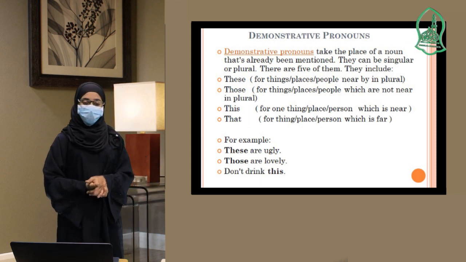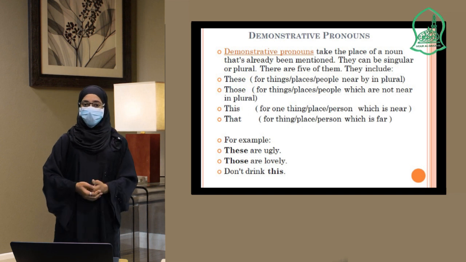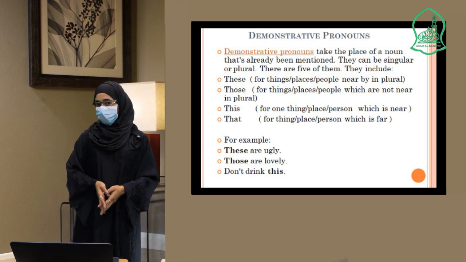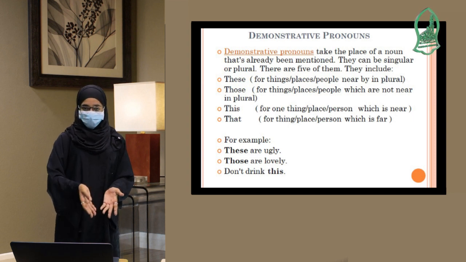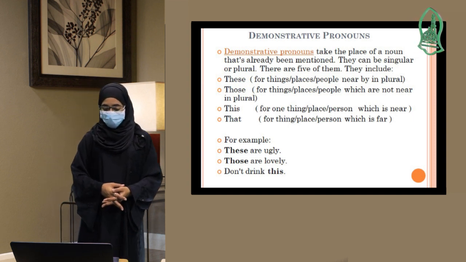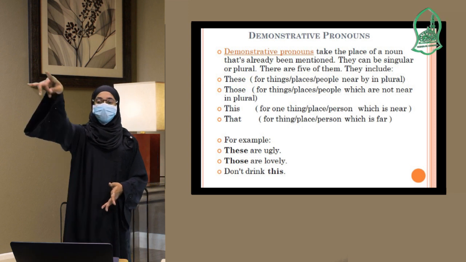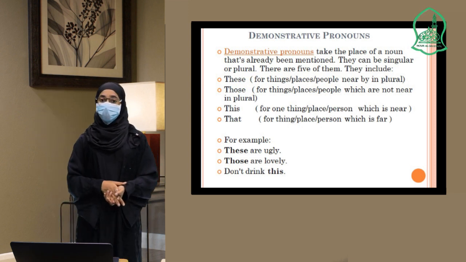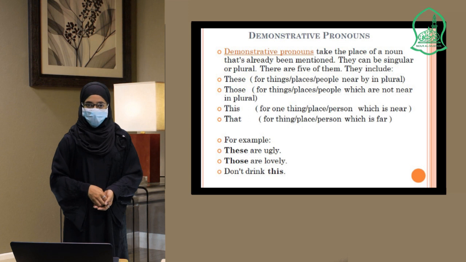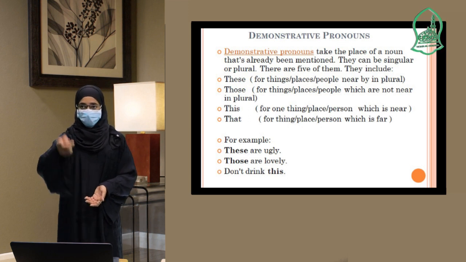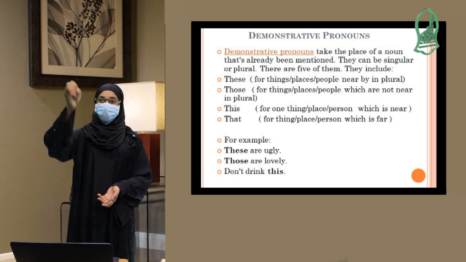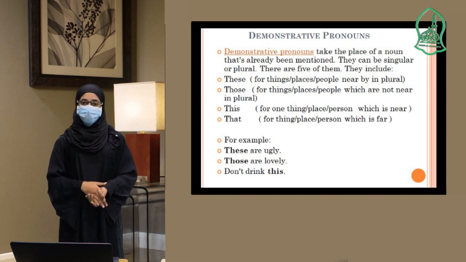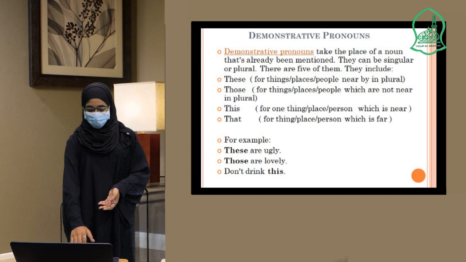We have said these are mentioning or pointing to things, people, or places which are nearby, and they have to be in plural form. They have to be many. So these are ugly. And then those are lovely. Those means we're mentioning things or people which are not nearby. So we are using those to mention them or to point to them. Those are lovely. Maybe they're just far away from us, but we are mentioning them by using the demonstrative pronoun those.